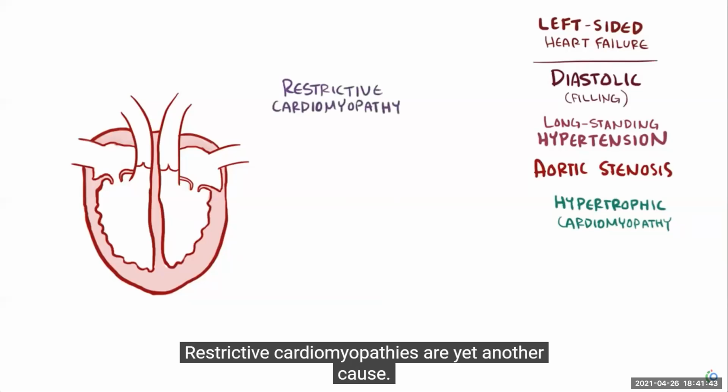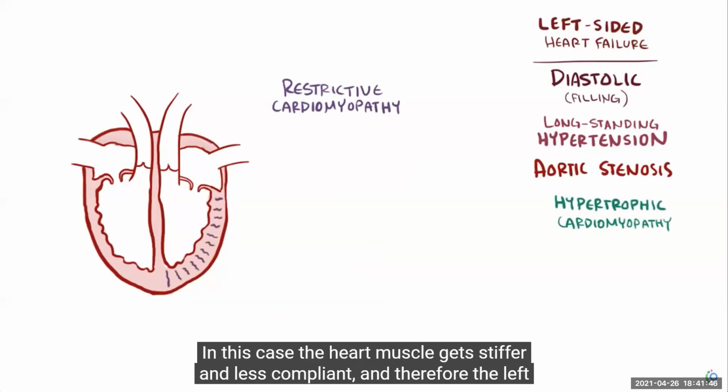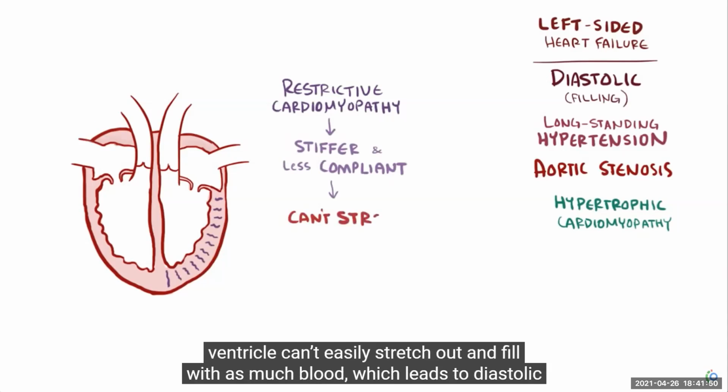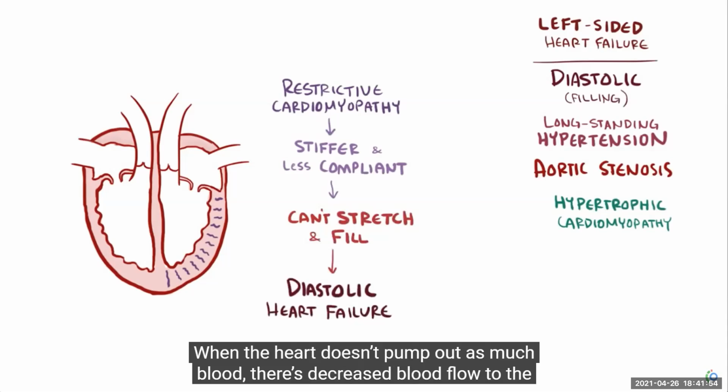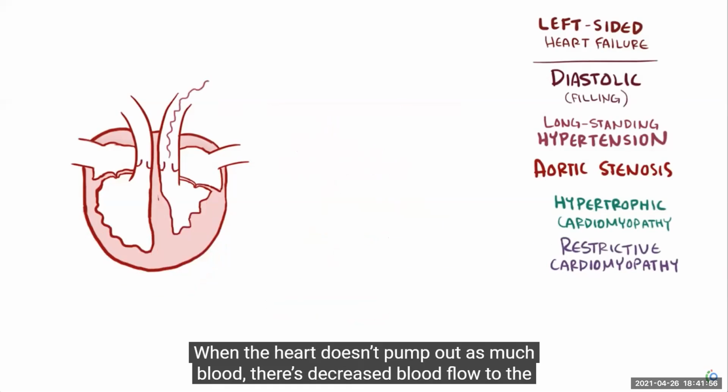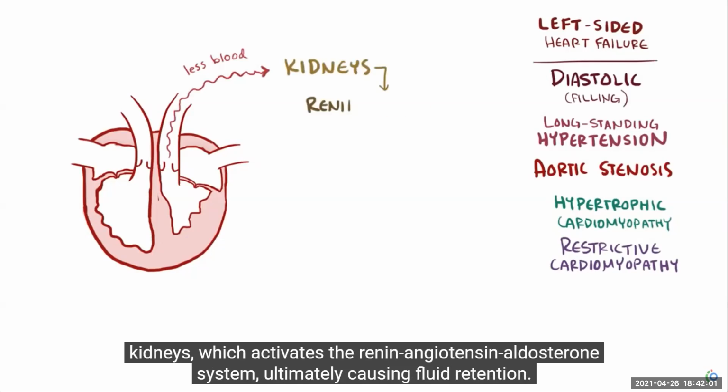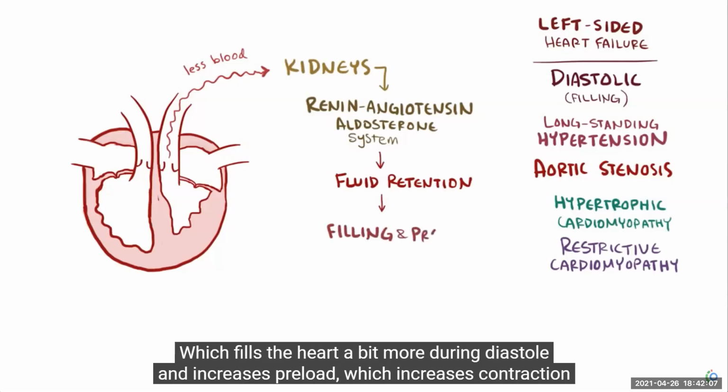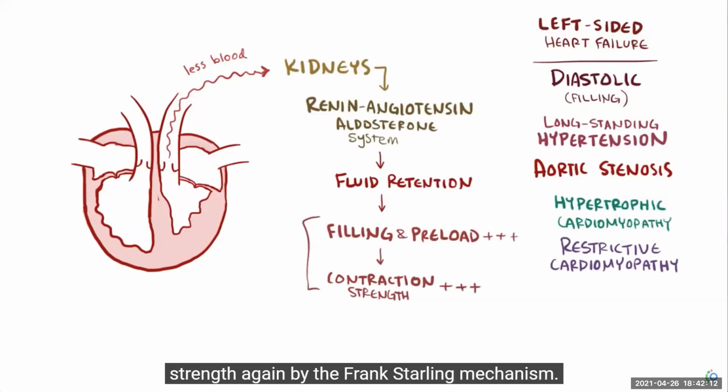Restrictive cardiomyopathies are yet another cause. In this case, the heart muscle gets stiffer and less compliant, and therefore the left ventricle can't easily stretch out and fill with as much blood, which leads to diastolic heart failure. When the heart doesn't pump out as much blood, there's decreased blood flow to the kidneys, which activates the renin-angiotensin-aldosterone system, ultimately causing fluid retention, which fills the heart a bit more during diastole and increases preload, which increases contraction strength, again by the Frank-Starling mechanism.